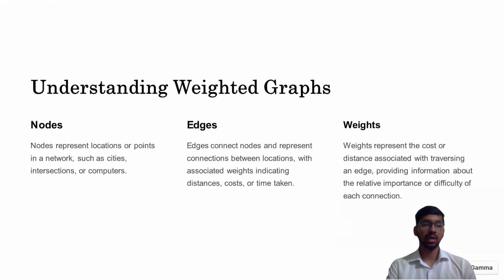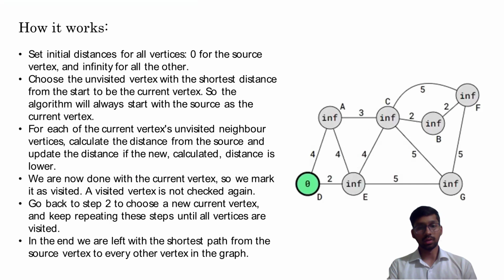Understanding weighted graphs. Nodes. Nodes represent location of points in a network. Then edges. Edges connect nodes and represent connections between locations or two nodes. Then weights. Weights represent the cost or distance associated with traversing an edge, providing information about the relative importance or difficulty of each connection. Then how it works.